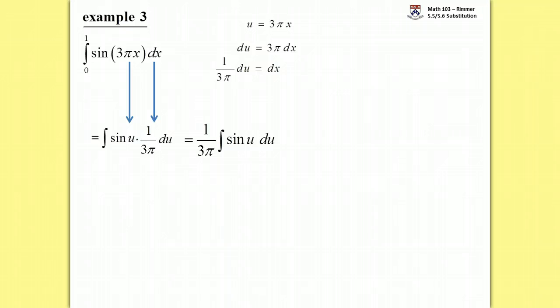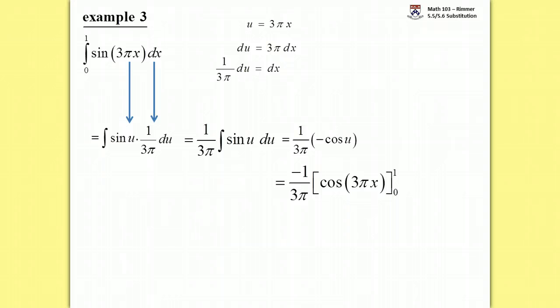What function has sine of u as its derivative? Can't just be cosine u. It needs to be negative cosine of u, because cosine u has negative sine u as its derivative. And so if you put a negative in front of that, those two negatives will cancel each other out. And so negative cosine u is the antiderivative of sine of u. And I'm going to take that negative and pull it out with the 1 over 3 pi.